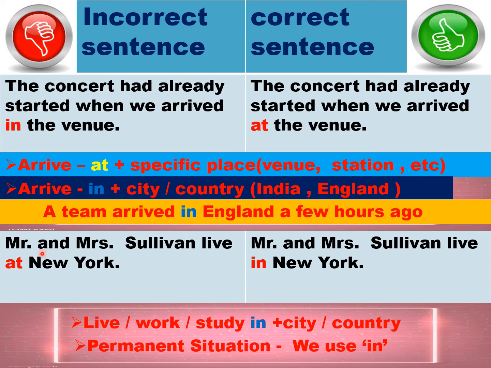Next sentence, Mr. and Mrs. Sullivan live at New York. When we see the words live, work, study, we must use in. For permanent situations, we must use the preposition in. Mr. and Mrs. Sullivan live in New York.